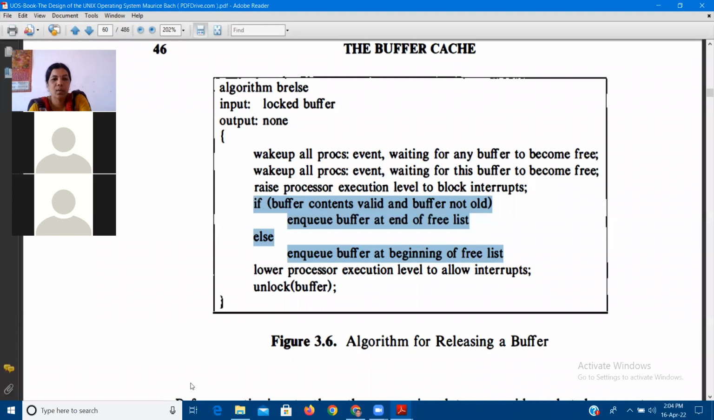Okay, note it down. The algorithm, release. So these are the two algorithms which we discussed under the point scenarios for retrieval of a buffer.